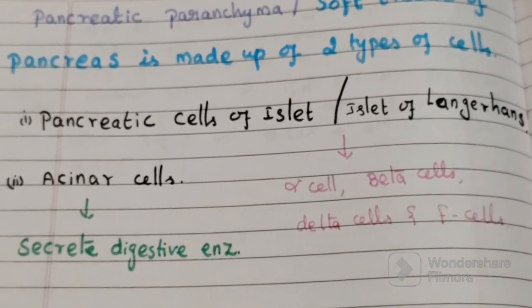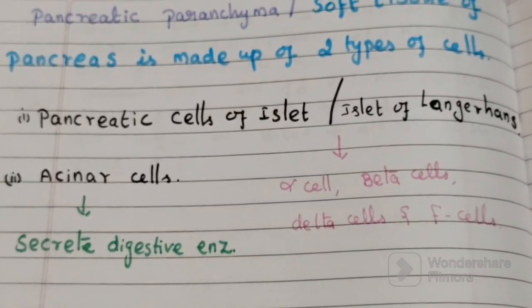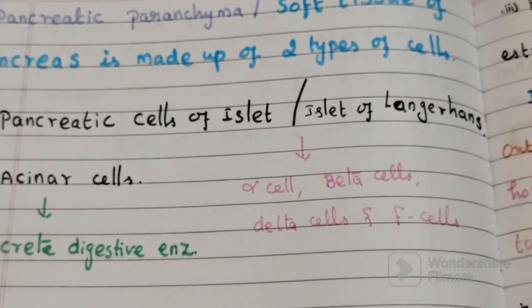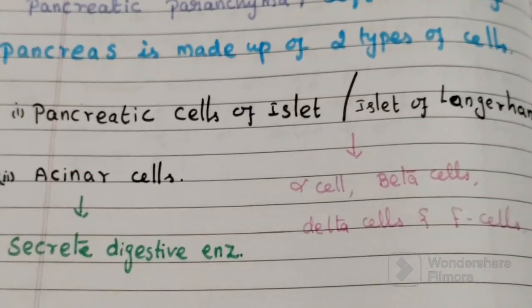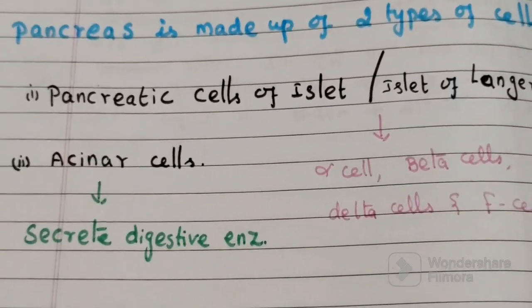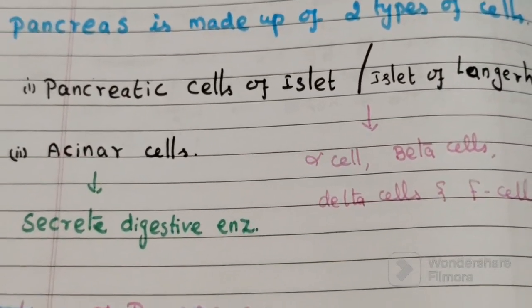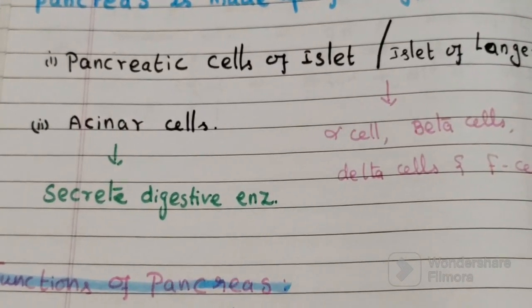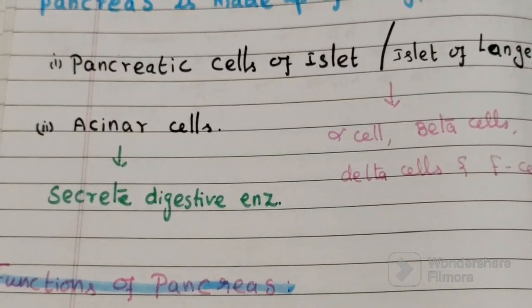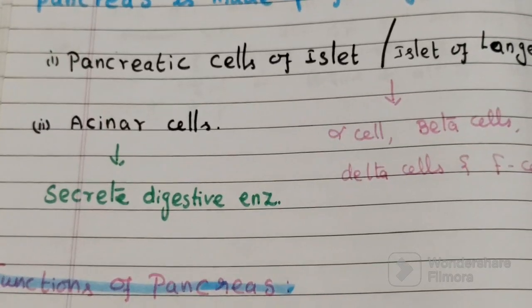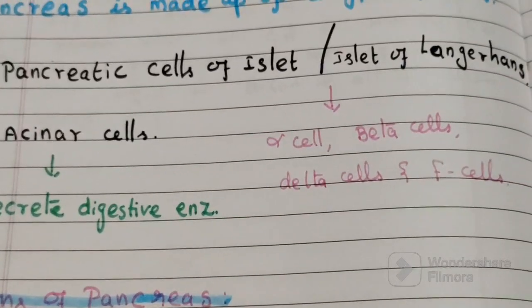First one is the pancreatic cells of islet, or islets of Langerhans. Second one is acinar cells. These acinar cells secrete digestive enzymes.